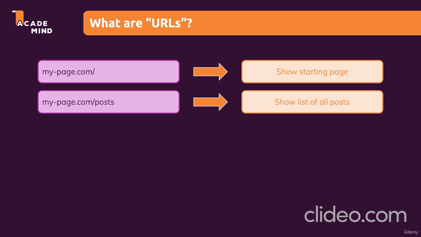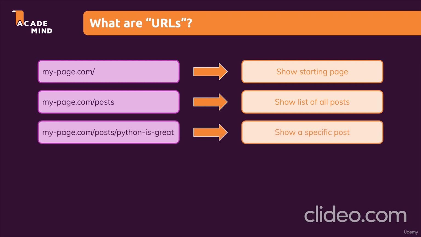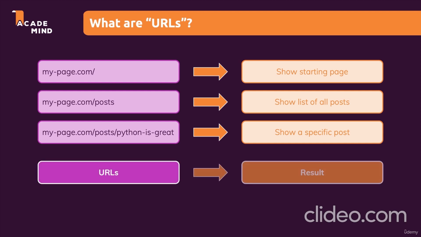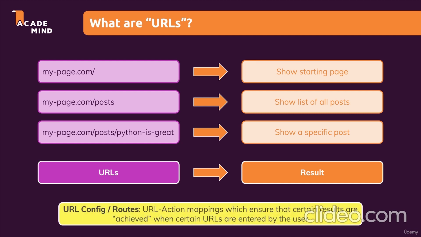And we might then also drill in deeper and load /posts/Python is great to show a page for a very specific post. So the idea is that we have various URLs which lead to different results, different responses being sent back to the visitors of our website. And that's what this concept called URLs, or routes as it's also often called, is all about. It's about mapping certain actions, certain things that should happen, to certain URLs.